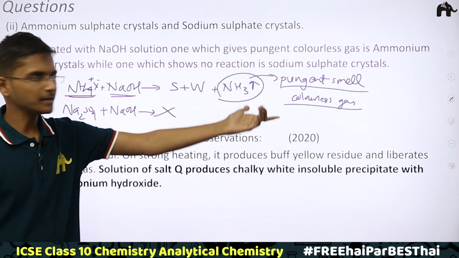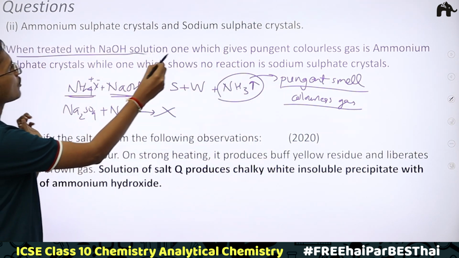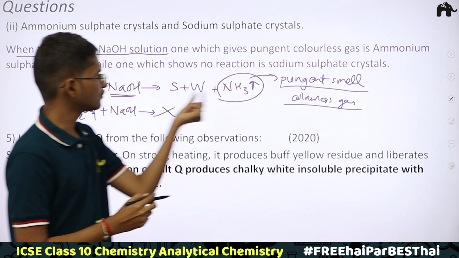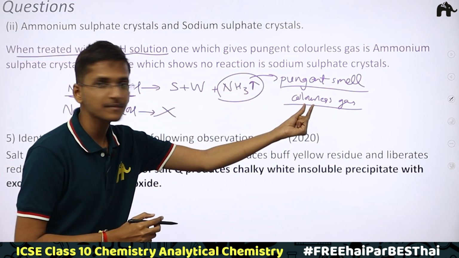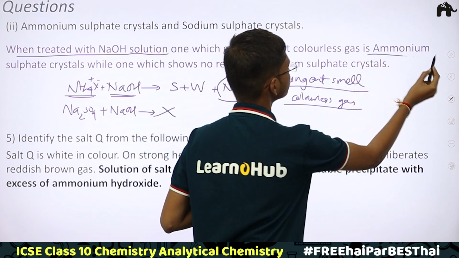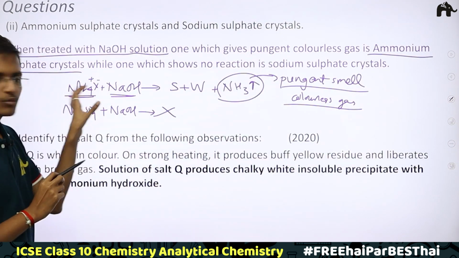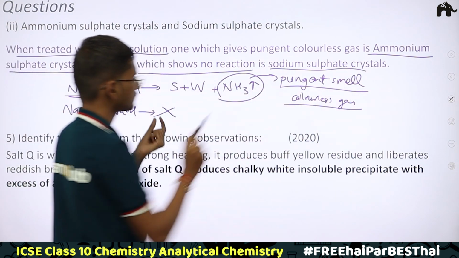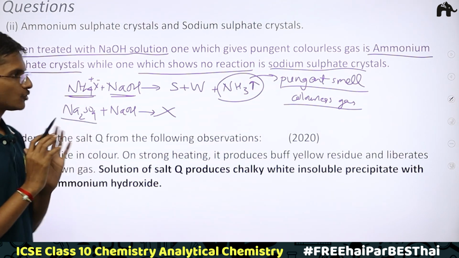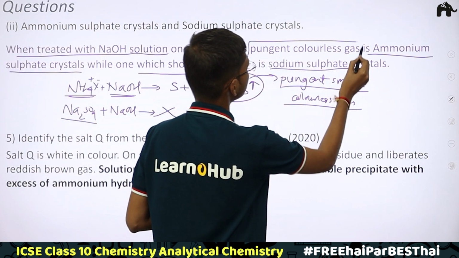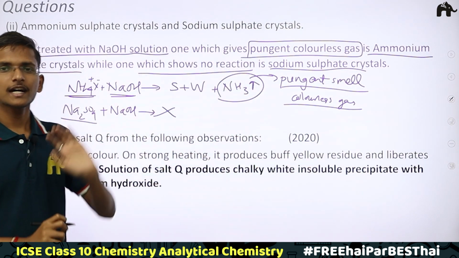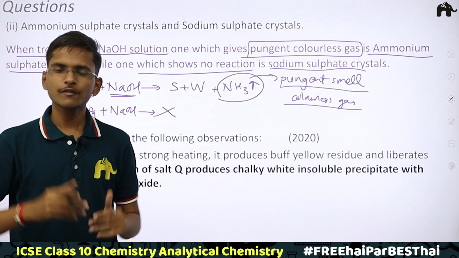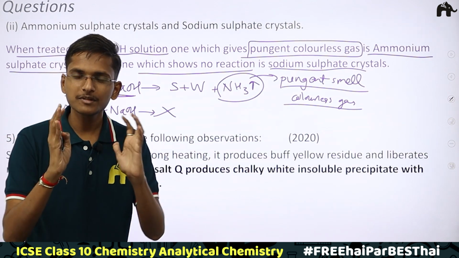So you have to simply write that when treated with sodium hydroxide solution, the one which gives pungent colorless gas is ammonium sulfate, right? Ammonium sulfate crystals. And the one which gives no reaction is sodium sulfate crystals. Very simple. Just pay attention to the details of the answer, and you won't miss it. I know the keywords are very key in your marks, but I have always emphasized that you just study the concepts with clarity.